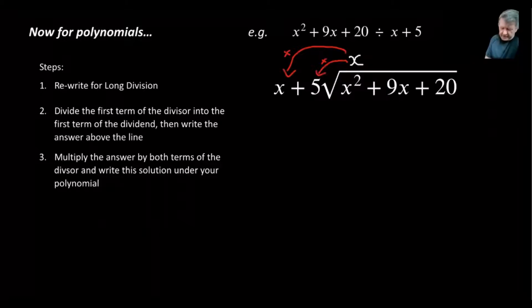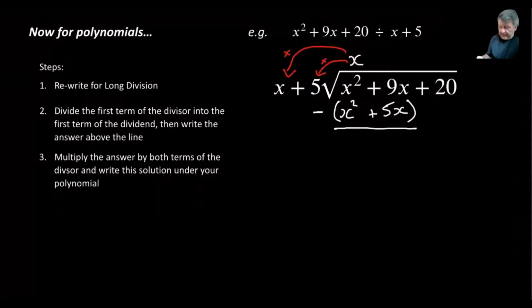So x times x is x squared. X times 5 is plus 5x. Draw our line. Remember, put that in brackets. It gives you an idea to keep it together. And we're going to subtract it.